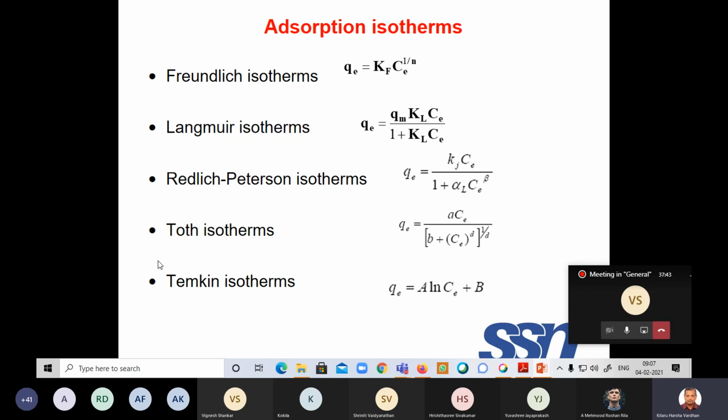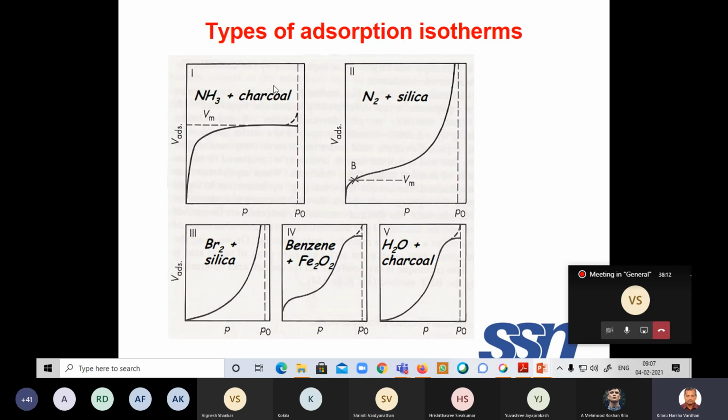The rest are also important. In all of them, you get Qe versus Ce. So Qe is Kf Ce to the 1/n. If you want to find this, you can draw a graph between Q versus Ce, take the log, and then Kf becomes your intercept and 1/n becomes your slope. If you draw a graph between Qe versus Ce, that is what we call isotherms.